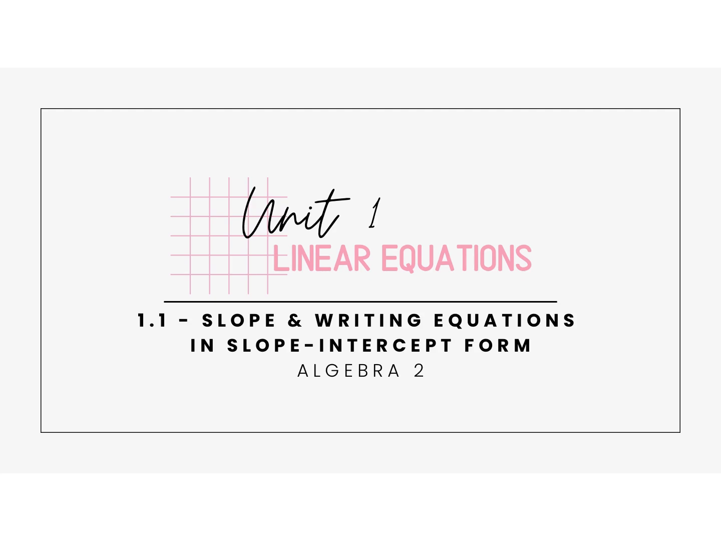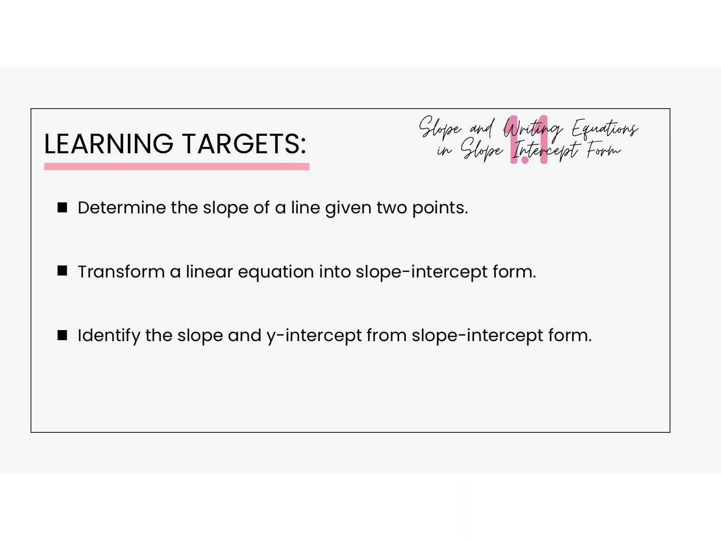All right, this is 1.1, slope and writing equations in slope-intercept form. So the learning targets for this unit are to determine the slope of a given line, given 2 points, transform a linear equation into slope-intercept form, and identify the slope and y-intercept from slope-intercept form.